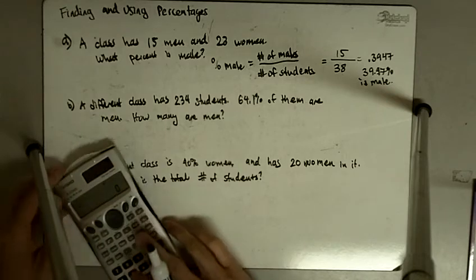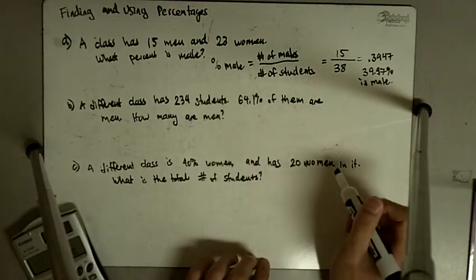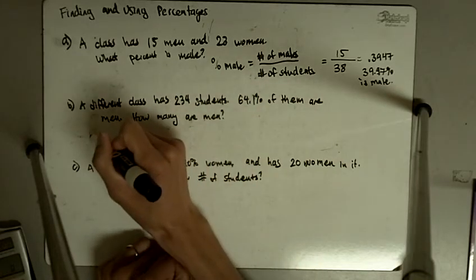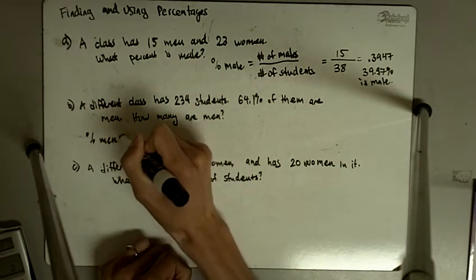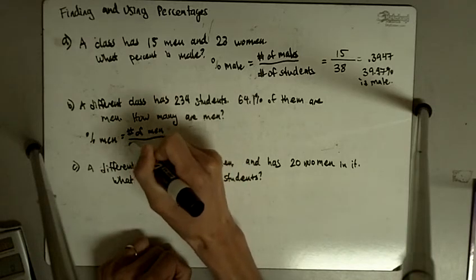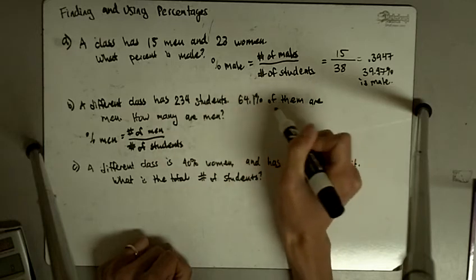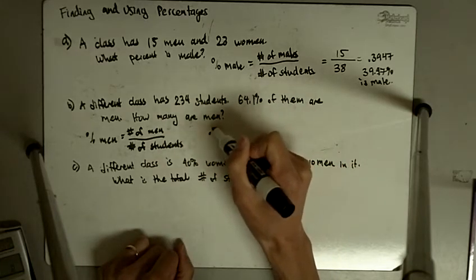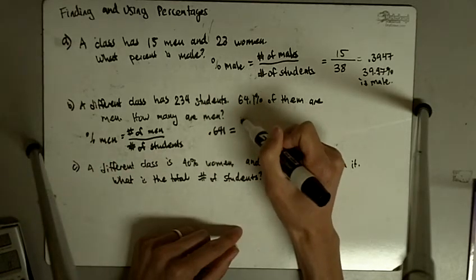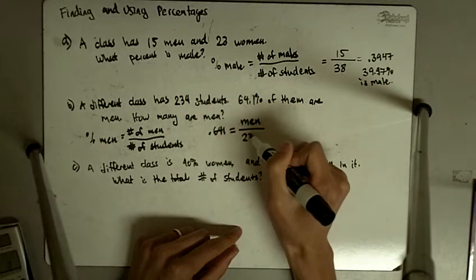Okay. The next thing, it says a different class has 234 students. 64.1% of them are men. How many are men? So in this case, I'm going to just write the equation out. So the percent men would be equal to the number of males, or men, divided by number of students. So in this case, changing 64.1% into a decimal, I get 0.641. That's my percentage of men, and that's going to equal the number of men, divided by the total number of students, which is 234.